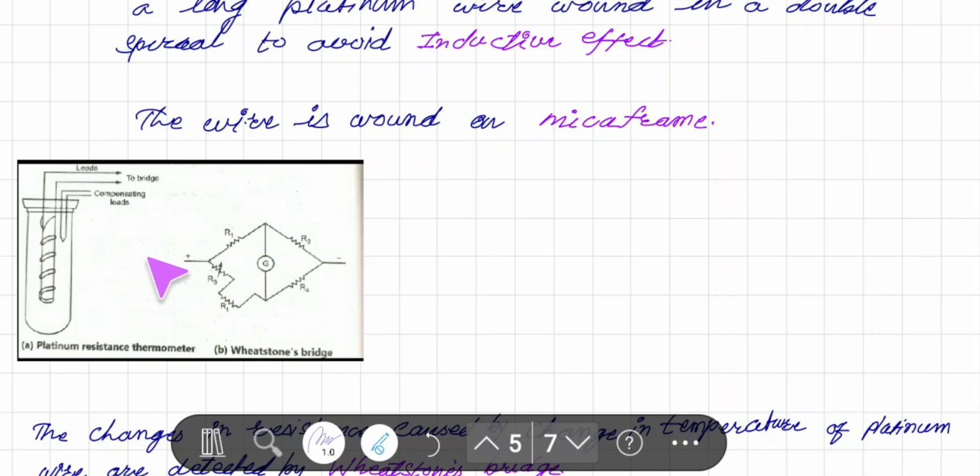One of the arms is actually an element of platinum resistance, and as the temperature changes, this element is in contact with the system whose temperature is to be measured or is being changed. So obviously the temperature of the platinum resistance element changes, and due to that the resistance in the circuit changes, which imbalances the bridge, and we get a deflection in the galvanometer, or a change in output voltage.